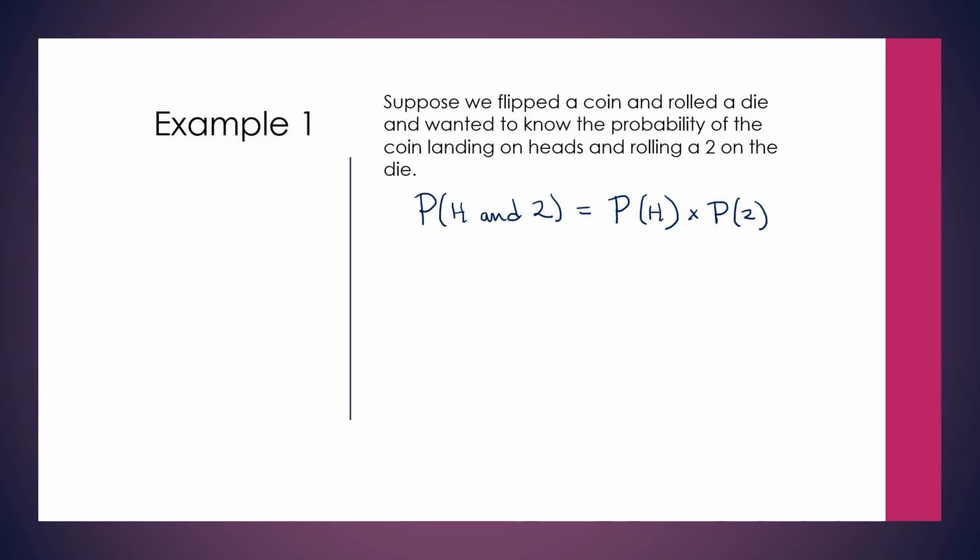So the probability of flipping heads on the coin is 1 out of 2 possible outcomes. Probability of rolling a 2, there's only one 2 out of the 6 options. We can put it this way, and we would say that is simply 1 out of 12. You can leave it like that, or you can convert it to a decimal.